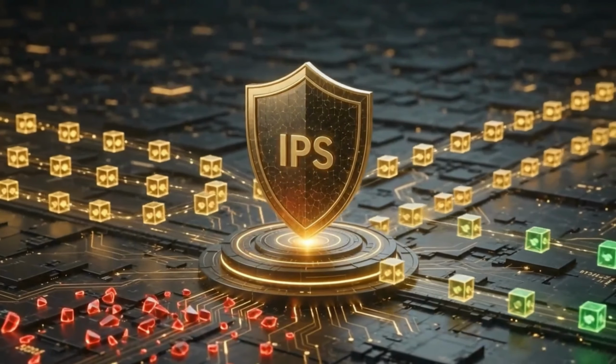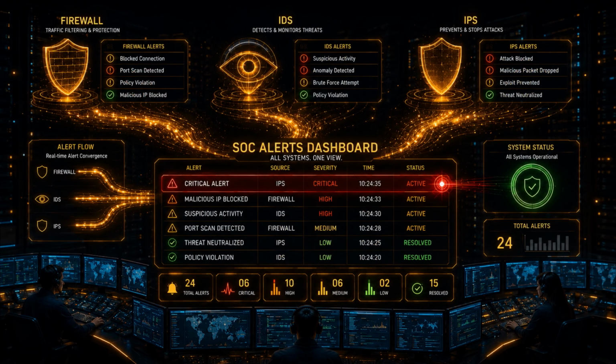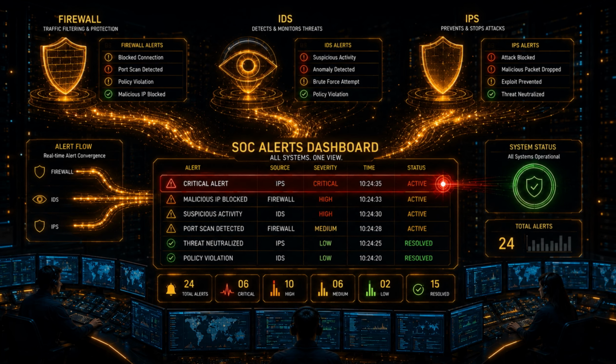Easy memory trick. Here is the easiest way to remember them. IDS is a smoke alarm. It tells you there is a fire. IPS is a sprinkler. It tells you and it puts the fire out.